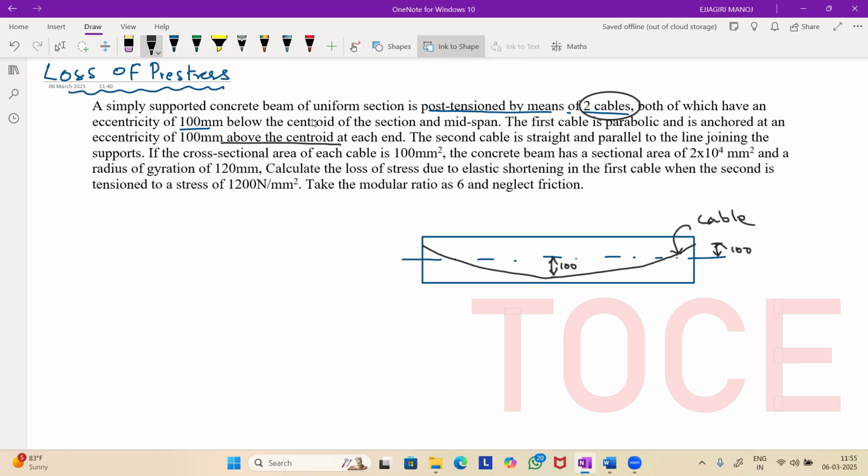And cable two, he said, is a straight cable. So that means it looks something like this. It is straight. So this is cable two. He has given the area of the concrete section, A_c, equal to 2 into 10 to the power of 4, and the radius of gyration, let us denote with small r, that is 120.